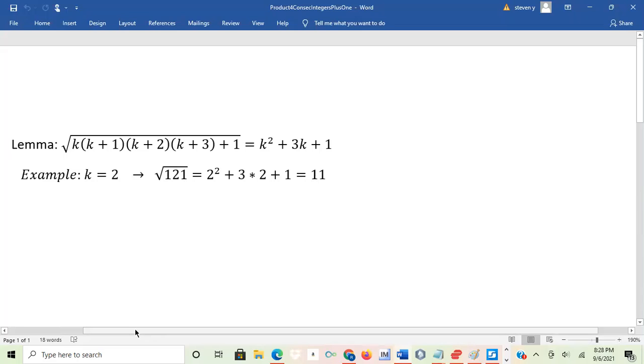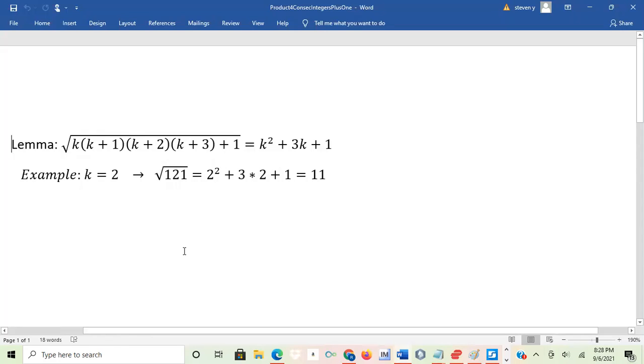The lemma states, and you can read it, that if you take the product of 4 consecutive natural numbers and add 1, then that is actually a perfect square, as illustrated by this lemma.